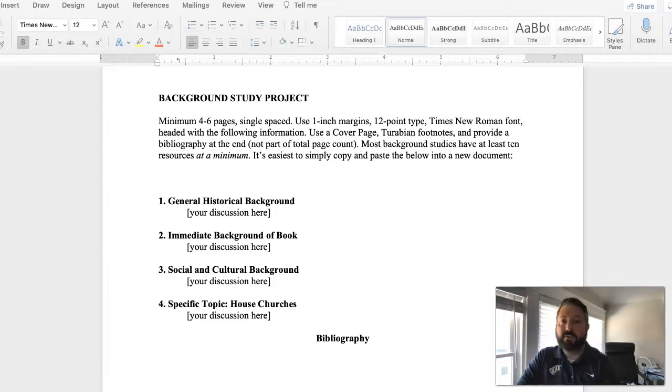I've given you instructions where I would like 4 to 6 pages single spaced. I want you to use 1-inch margins, 12-point type font. All that kind of stuff is pretty normal. I want you to use a cover page with Turabian footnotes and a bibliography at the end. And all of those things aren't part of the total page count. So just be aware of that.